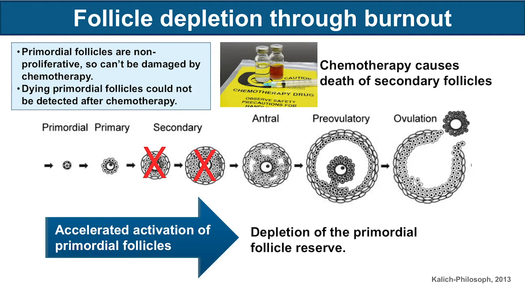And so it was proposed that what's really happening is that chemotherapy causes the death of secondary follicles, which of course have a lot of proliferating granulosa cells. Now these secondary follicles have a role in the ovary in secreting factors that control the rate at which primordial follicles activate. And so in the context of chemotherapy, the depletion of the secondary follicles would subsequently lead to an accelerated activation of the primordial follicle pool, which would ultimately lead to depletion of the primordial follicle reserve.